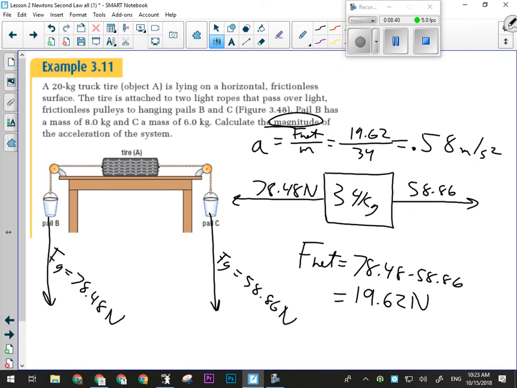Because when we do our lab on Newton's second law on Thursday, it's going to be a pulley system. It's going to work similar to the pulleys that we've just looked at. So we've got to keep that in mind when we're putting that together.